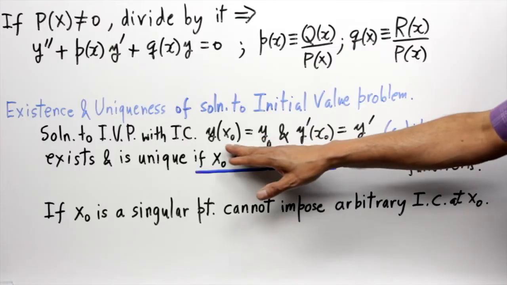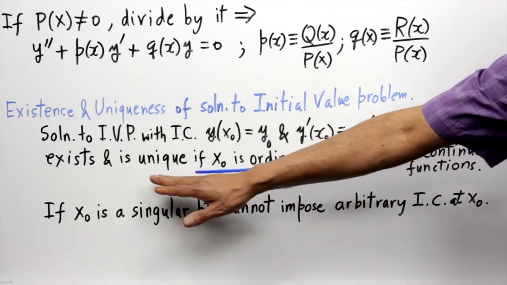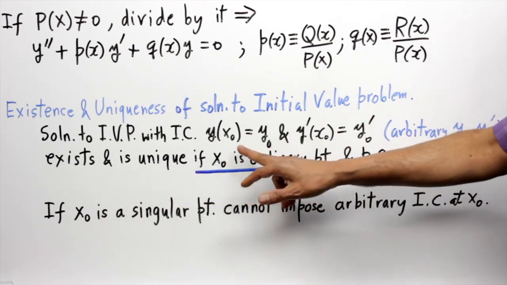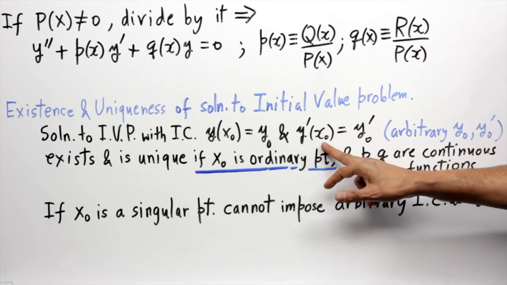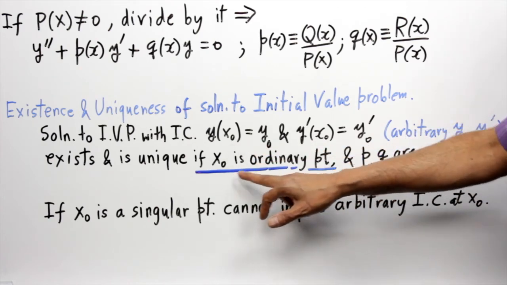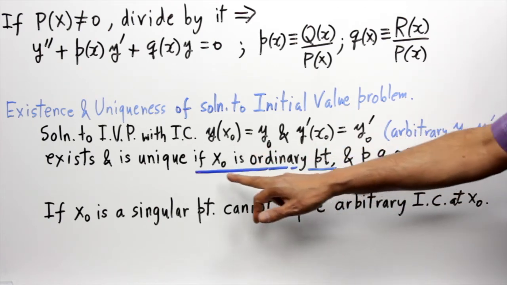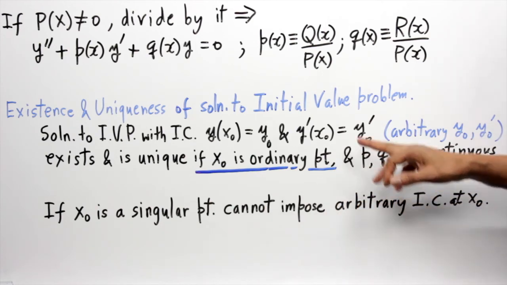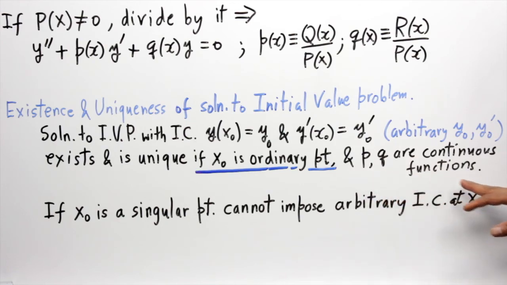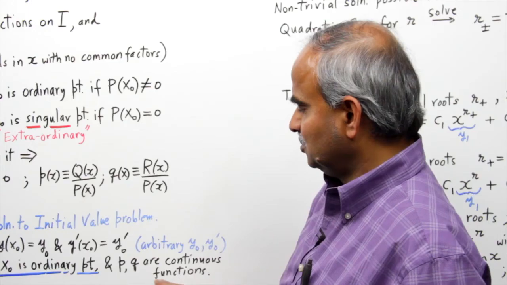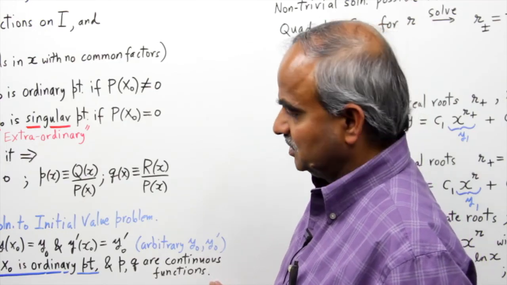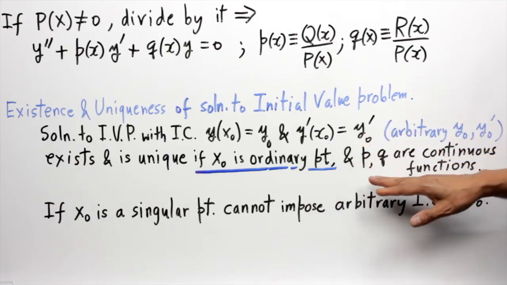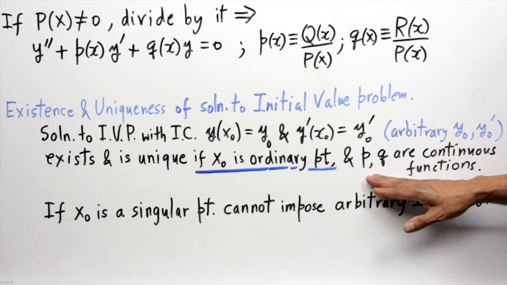Given these two initial conditions, the theorem says that there exists a unique solution provided that the location where we are prescribing these initial conditions is an ordinary point. So provided we specify initial conditions at an ordinary point, we can solve the differential equation under the assumption that p and q are continuous functions over the interval that we are dealing with the problem. And so this is what we have been discussing previously.